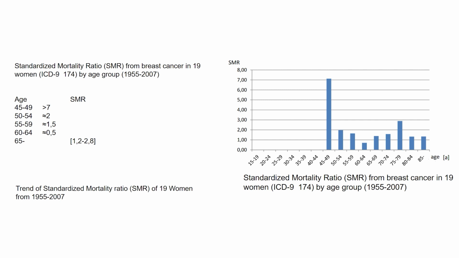It is noteworthy that women aged 15 to 64 had shown an increased breast cancer mortality, especially in the age group 45 to 49, with standardized mortality rate SMR 7, a sevenfold increased risk to die of breast cancer. Not included are singular surviving cases after successful treatment still being followed up until now.